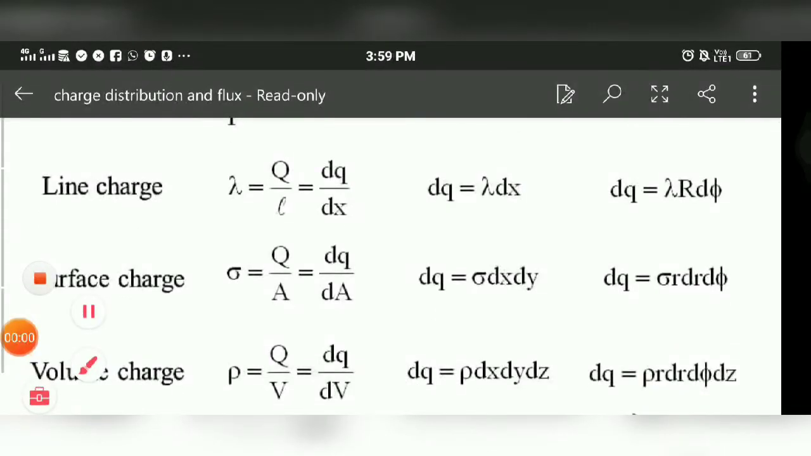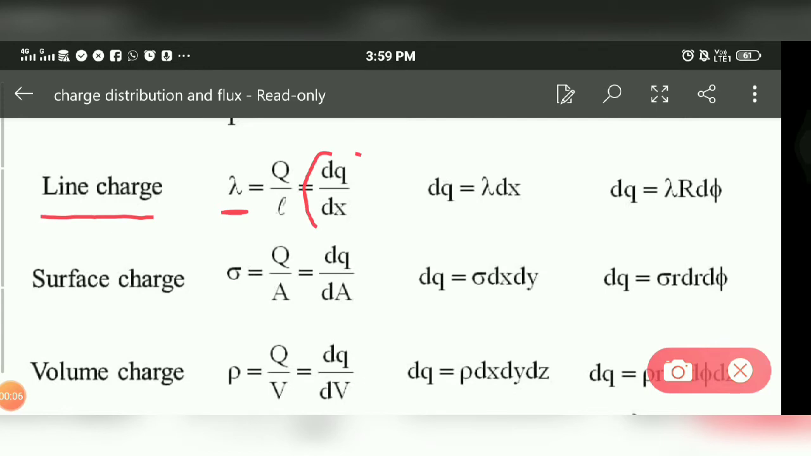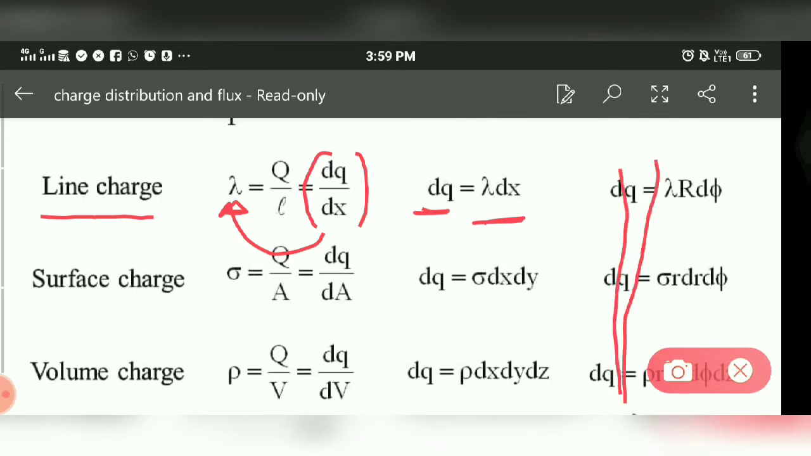So, line charge is what? Lambda is equal to dq by dx. So dq, if we take dx on this side, equals lambda dx. We are not going to do this because this is polar form. We just go for the Cartesian form, that is x, y and z.